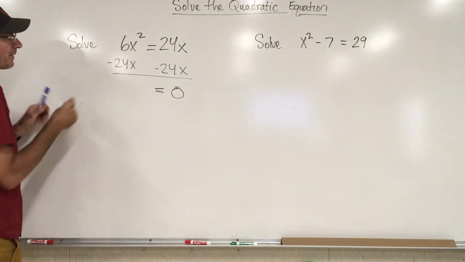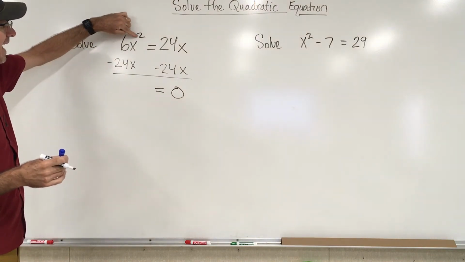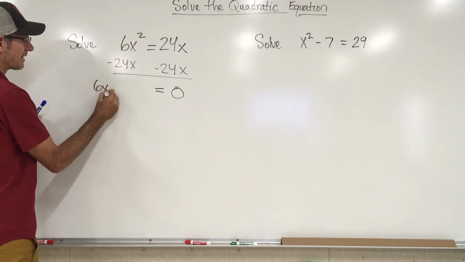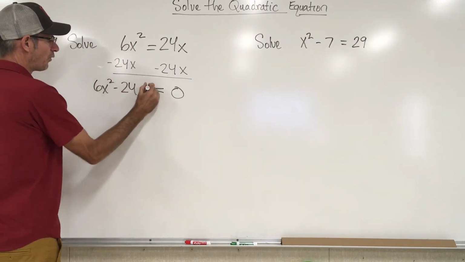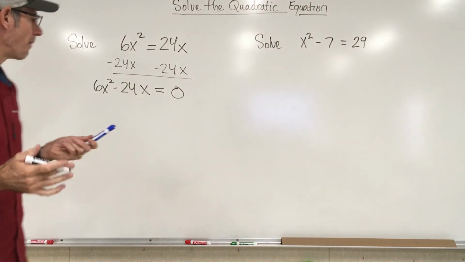On this side, somebody might want to add or subtract these, but they're not like terms because this is an x to the second and this is an x to the first. So I have 6x to the second minus 24x. Now I want to find the greatest common factor.